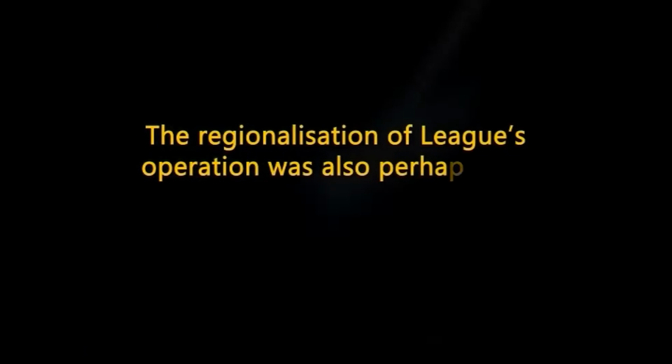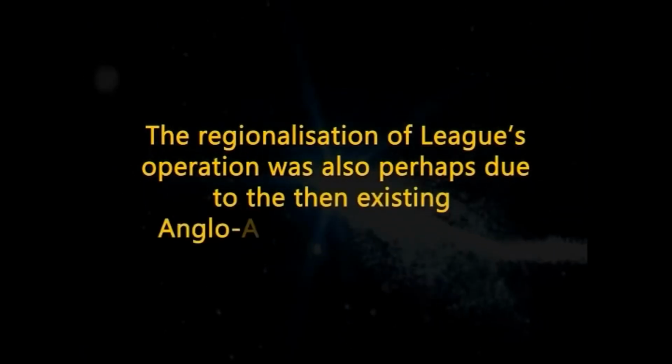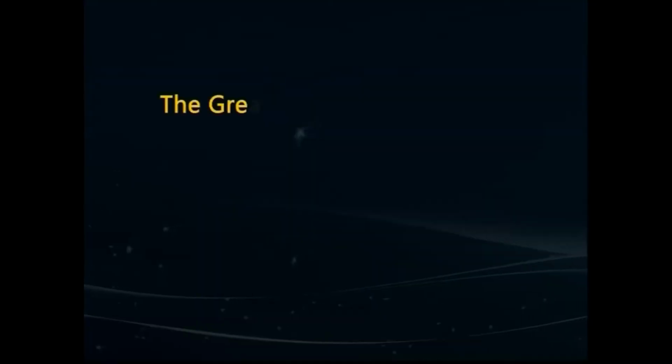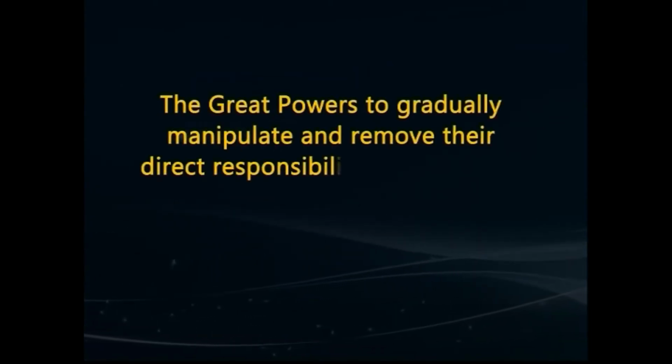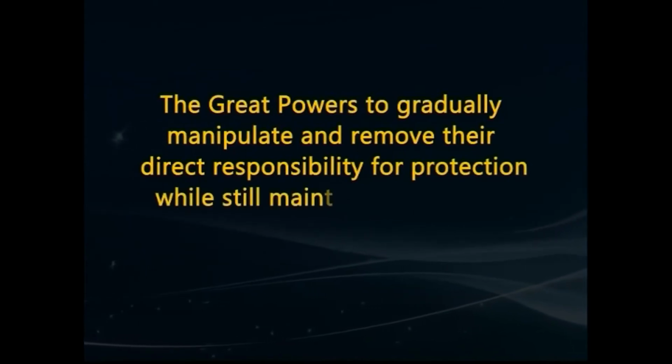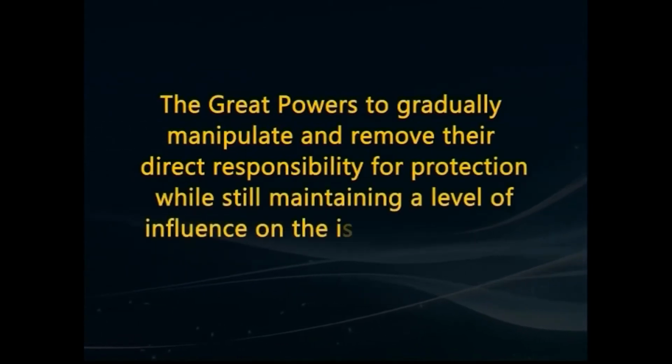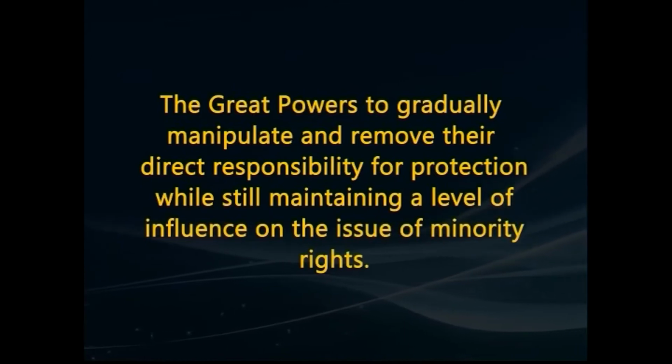Due to the differences of opinion within the League, the protection of minorities remained largely locked up and region-specific. The regionalization of the League's operation was also perhaps due to the then existing Anglo-American dominance. The mediation provided by the Council also ironically enabled the great powers to gradually manipulate and remove their direct responsibility for protection while still maintaining a level of influence on the issues of minority rights.